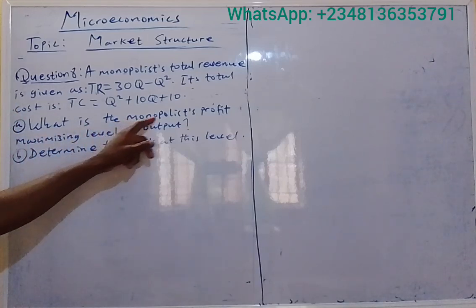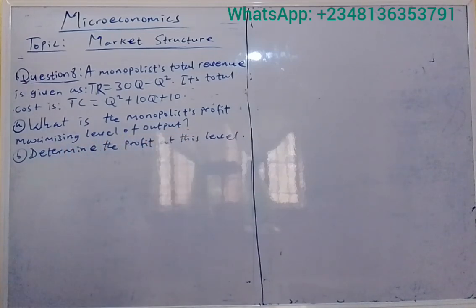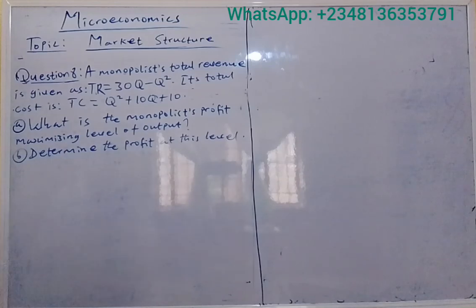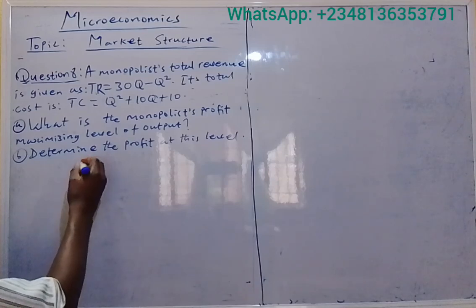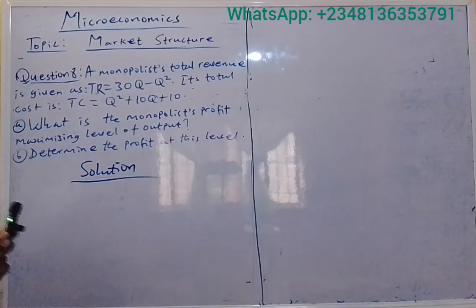What is the monopolist's profit maximizing level of output? That is A. B. Determine the profit at this level. So let's solve this question. Let me show you how to solve this question. So here is the solution. We are going to solve it step by step.